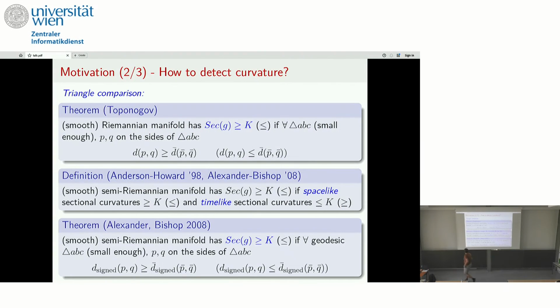Okay. So you take a small enough triangle such that it's in a convex neighborhood. So you have a unique geodesic connecting two points. And the signed distance is now the positive length of this geodesic if the points are space-like related. So if the geodesic connecting them is space-like, it's negative length if they are time-like related, and it's 0 if they are null related. So this kind of signed distance is not a distance in the sense of a metric space, but still they were able to characterize the sectional curvature bounds with respect to this signed distance.